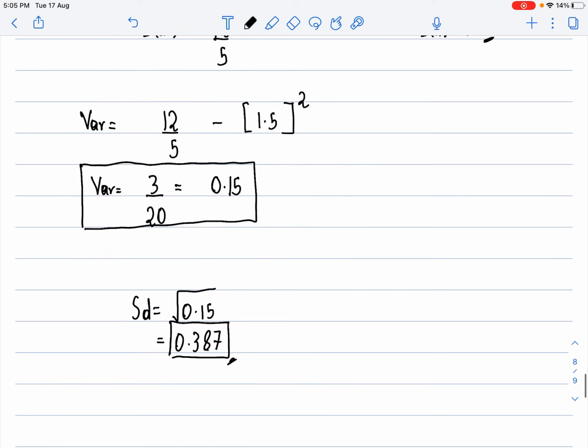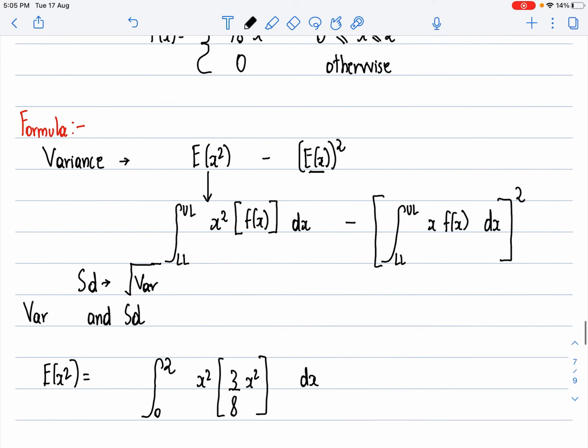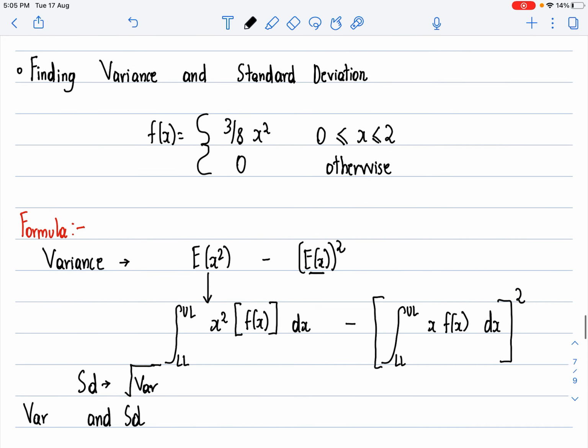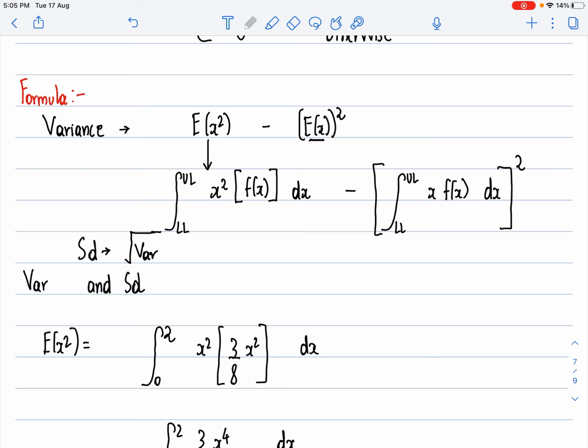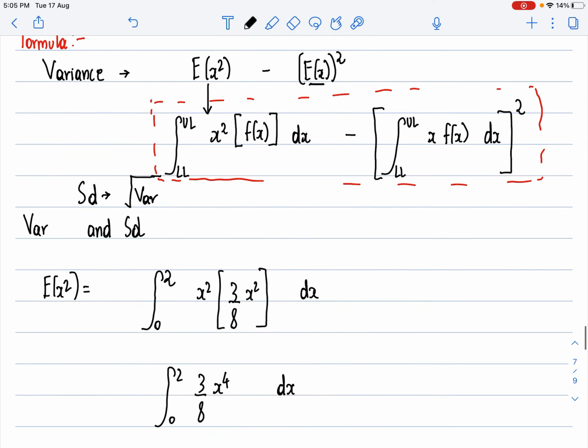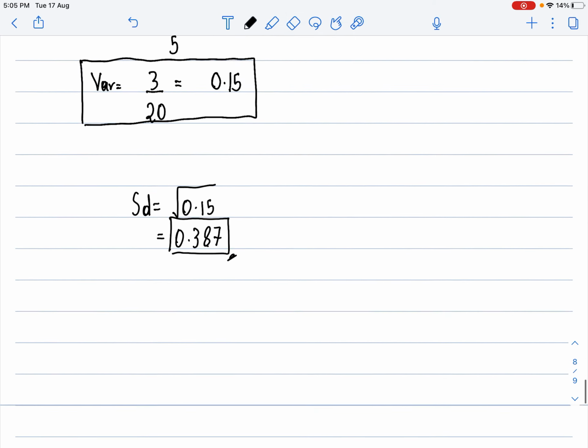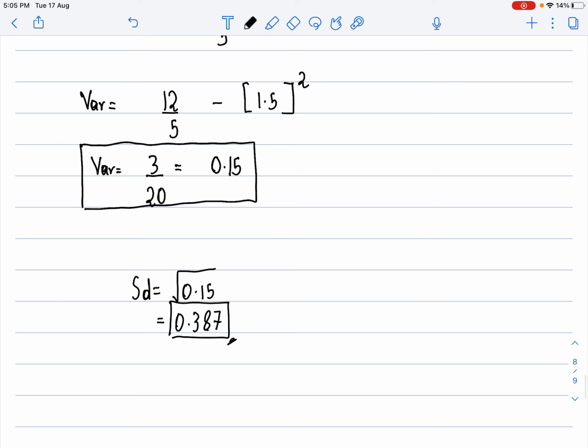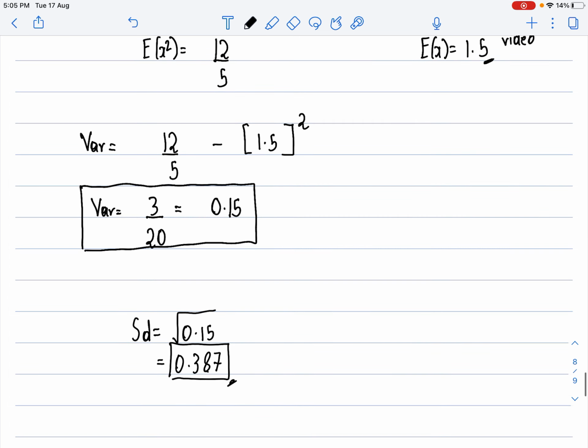So this is basically the calculation for the variance and the standard deviation. The standard deviation is pretty simple. For variance, you just need to know this formula here, which I have boxed here in red. This is the formula which you need to know, and once you know the formula, it's basic substitution. You need to be very strong with your integration for this full chapter. So yeah, this is the concept of the variance and standard deviation.